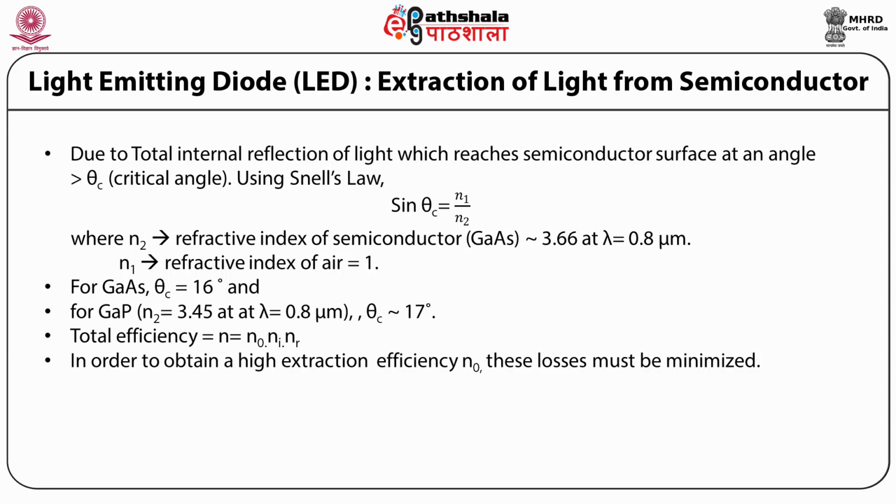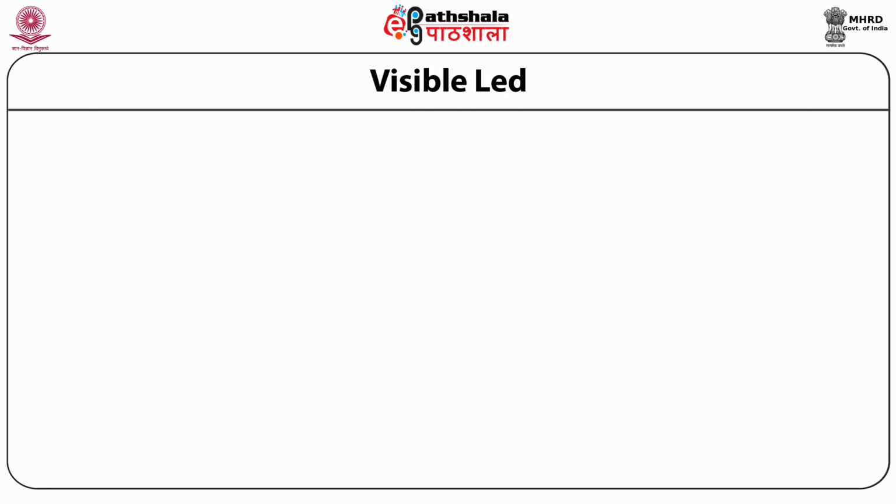So the total efficiency will be eta equal to eta naught multiplied by eta I multiplied by eta R. So in order to obtain a high extraction efficiency eta naught, these losses must be minimized. Let us now discuss the visible LED.